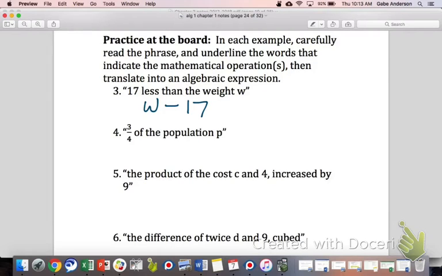All right, let's go. Number 5, head to the board. This gets a little tougher now. But how do you guess product? That's like the most common one. The product of the costs C and 4 increased by 9.